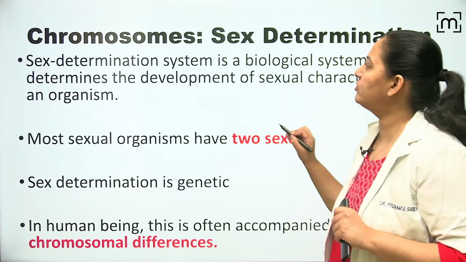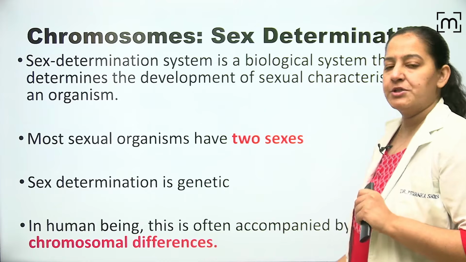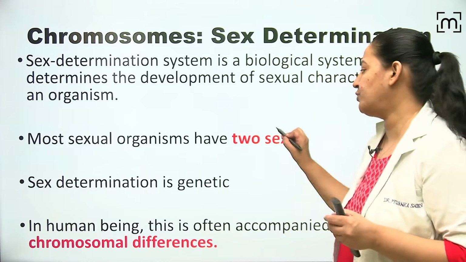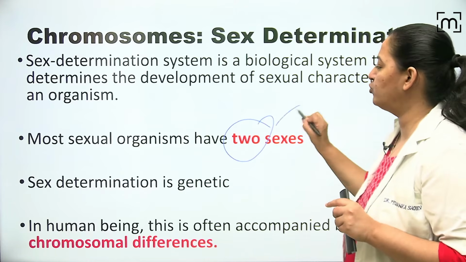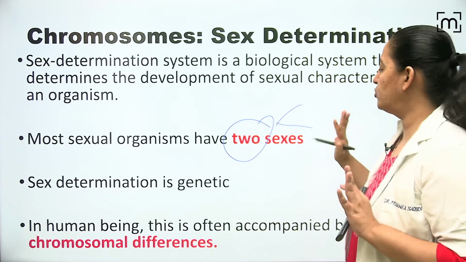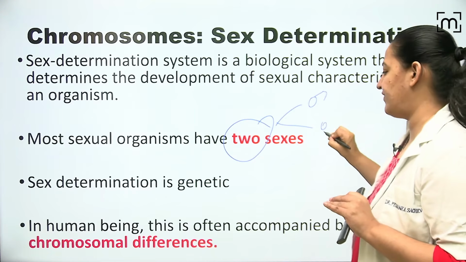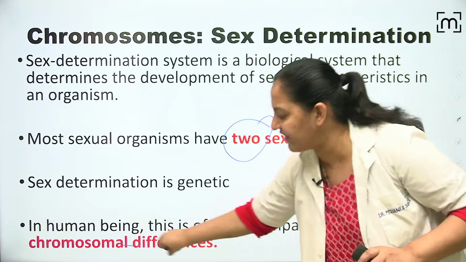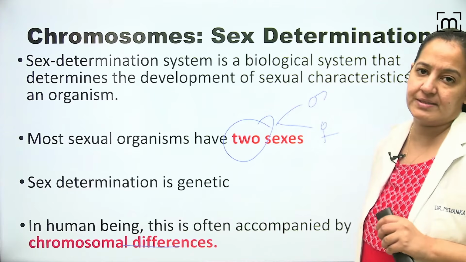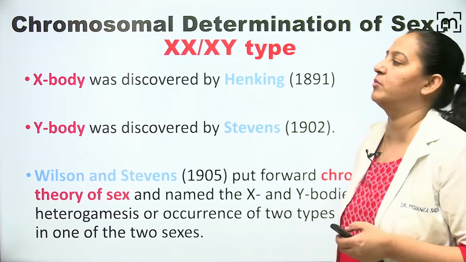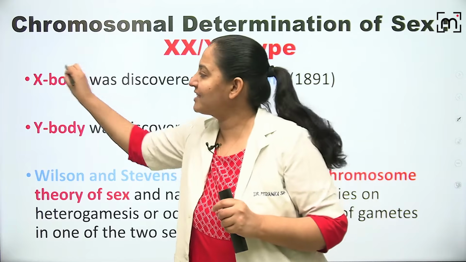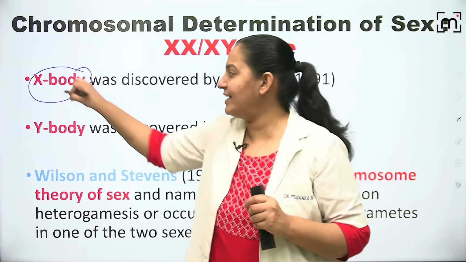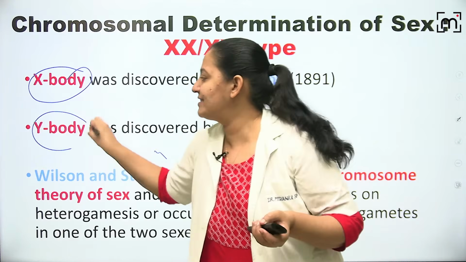Now let me do the chromosomal sex determination. In all species, usually there are two sexes only. Here also in humans we have two sexes, male and female, and it is the chromosomal difference which makes this gender difference. There are two types of chromosomes, X and Y. The X body is the X chromosome and the Y body is the Y chromosome.